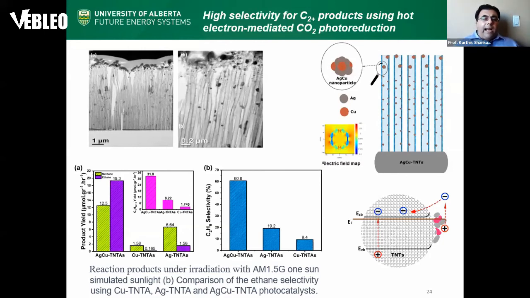So our ability to make a C2+ product, that is a hydrocarbon product with two or more carbon atoms, using light, using photocatalysis and a very cheap photocatalyst, because here the amount of silver and copper used in this catalyst is actually quite small, is fairly remarkable.